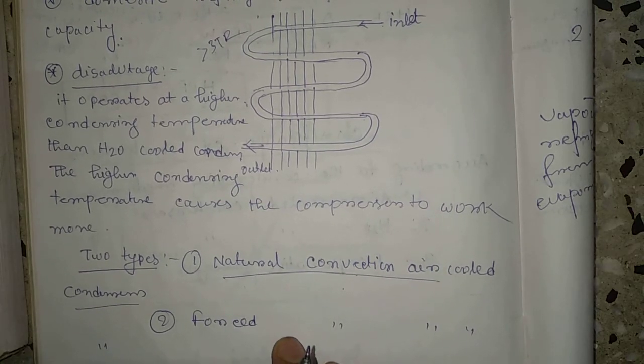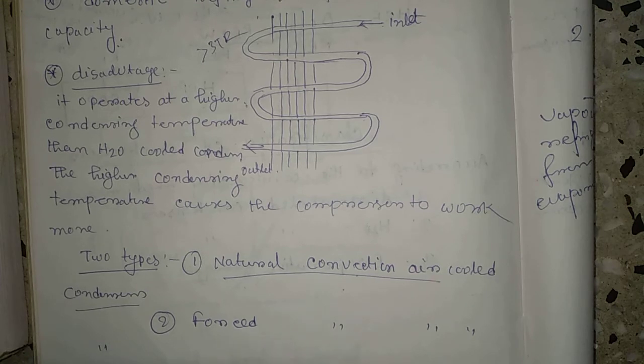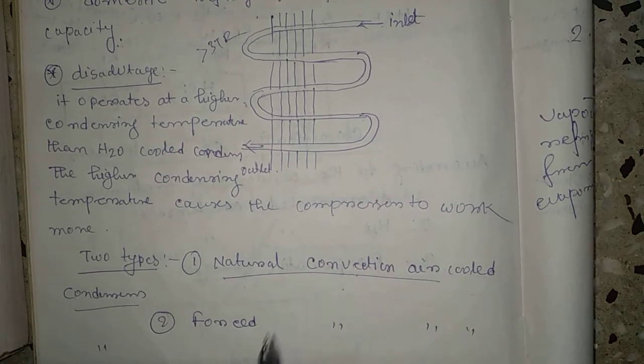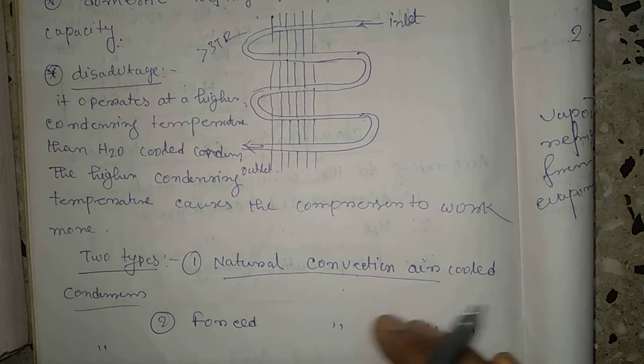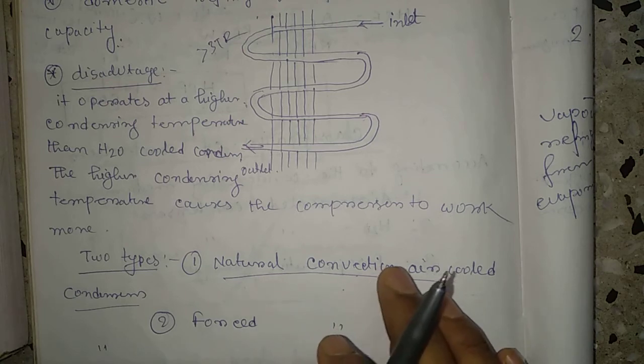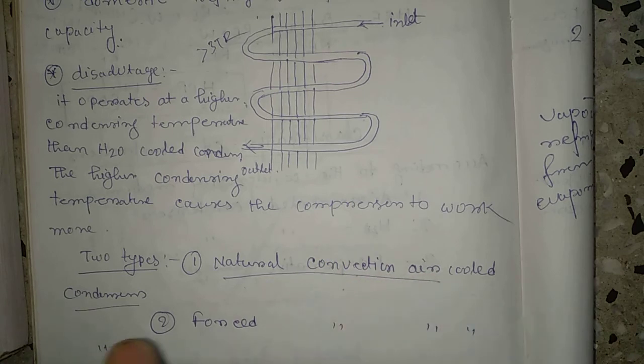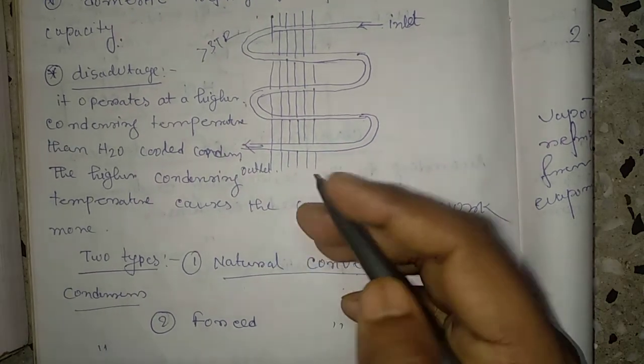In the natural air-cooled condenser, the heat transfer from the condenser coil to the air is by natural convection. There is no external force as such. This is the natural way in which the hot vapor refrigerant is cooled by air. The air comes in contact with the warm condenser, in which the vapor refrigerant flows in the steel or copper tube. The warm condenser tube is in contact with the atmospheric air.